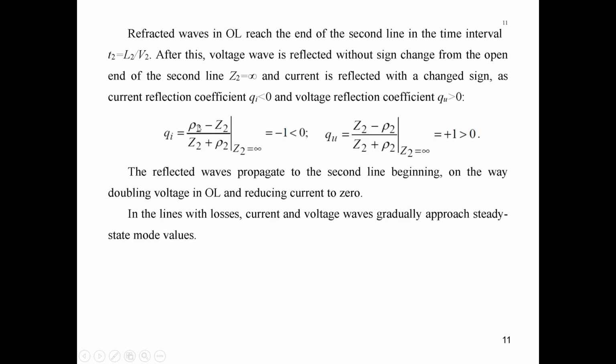Here we have the numerator equal to the impedance of the part to which this wave is connected, minus Z2, over Z2 plus ρ2. And when Z2 tends to infinity, this may be neglected, and it will be minus Z2 over plus Z2, equal to minus 1, less than 0.